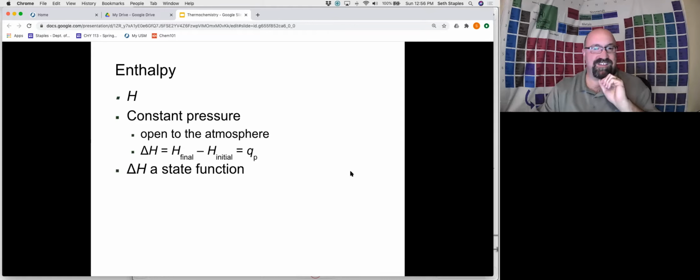Delta H, the heat, is a state function, which is something that we will be talking about a little bit more in the next lecture. We're not going to worry about it now. But we have to remember that our change in H is going to be our change in heat from the reactant to the product.